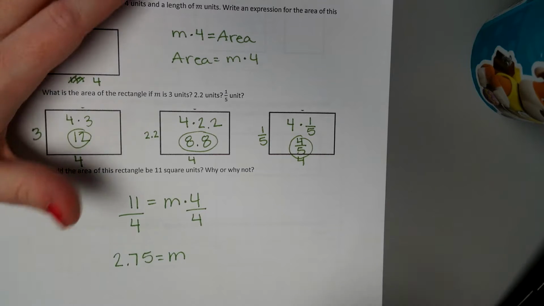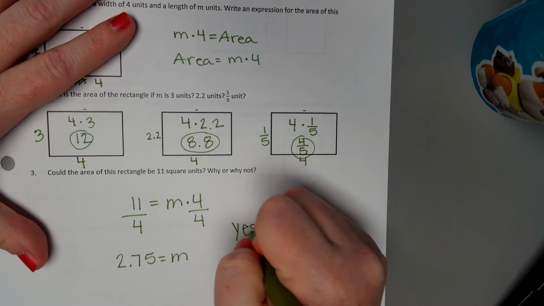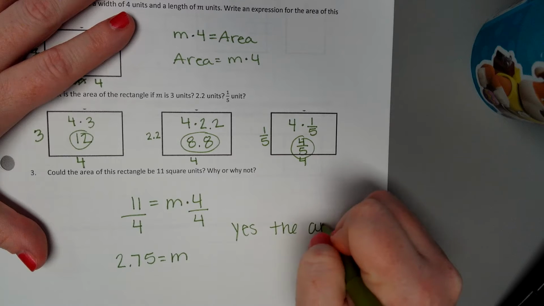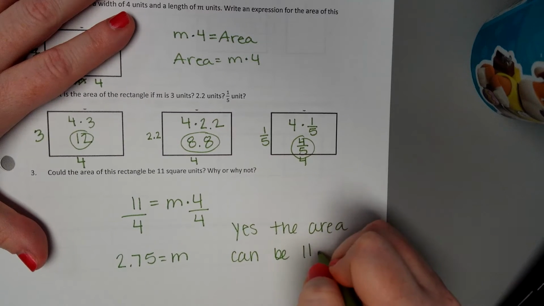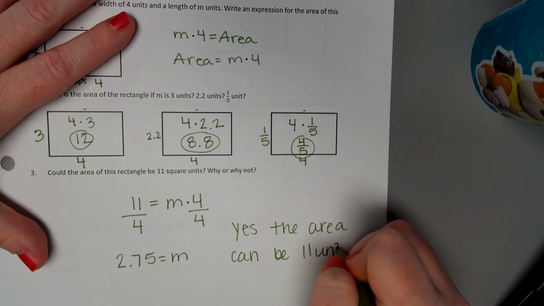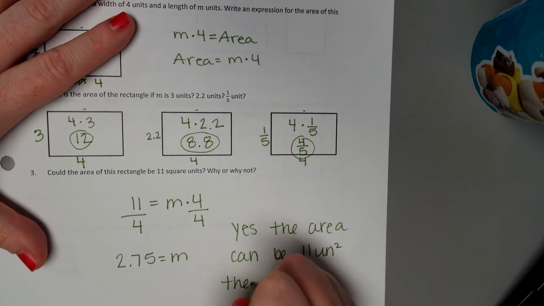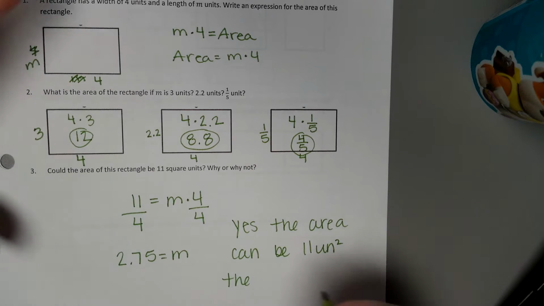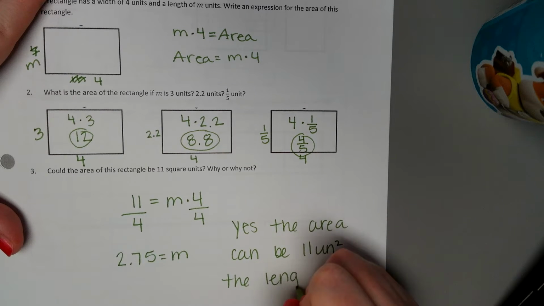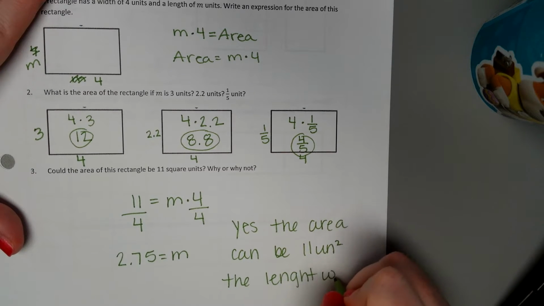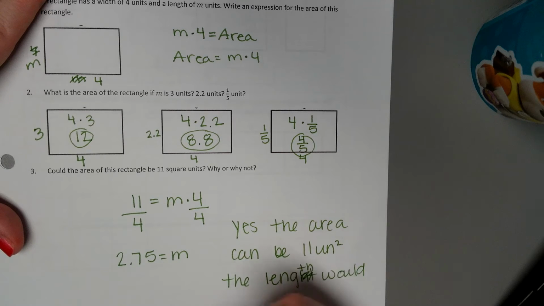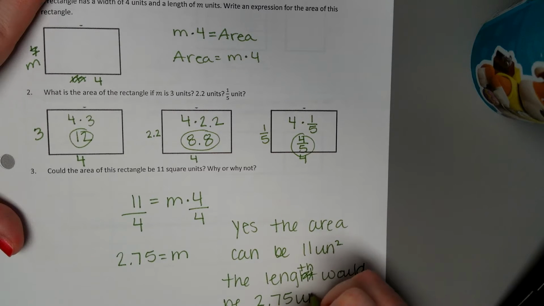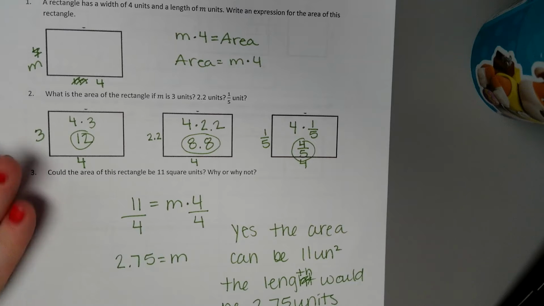So yes, the area can be 11 units squared. What were we missing? Length. Should be 2.75 units. Oh, sorry. There you go.